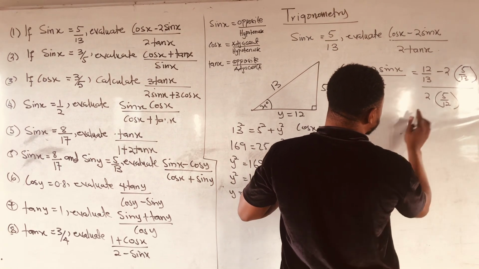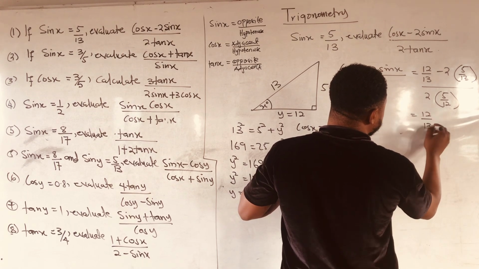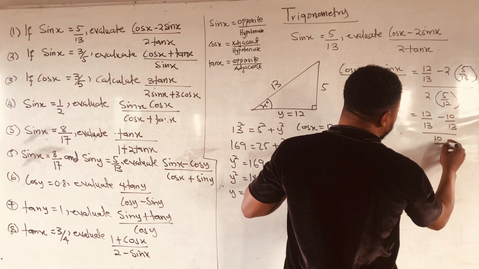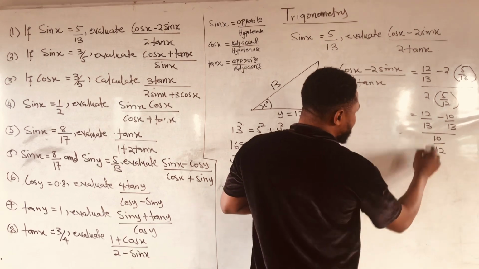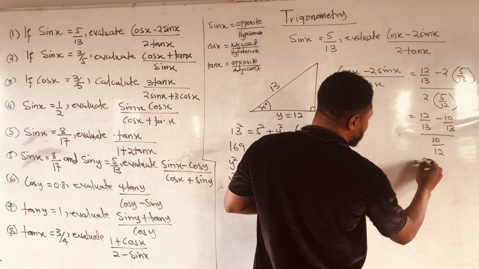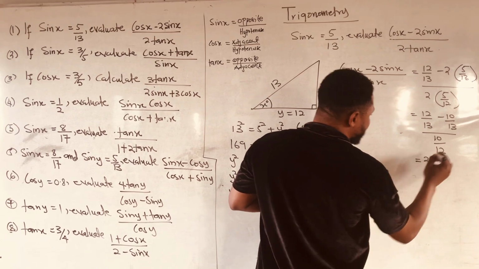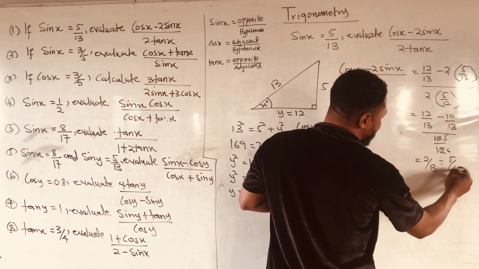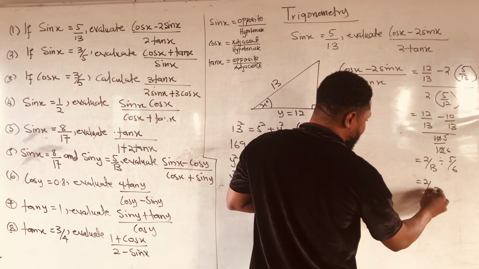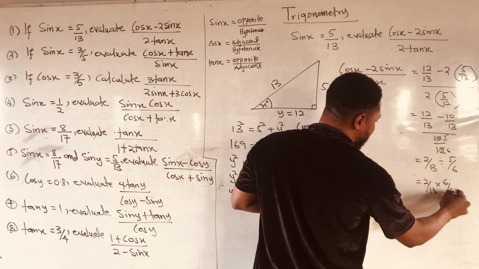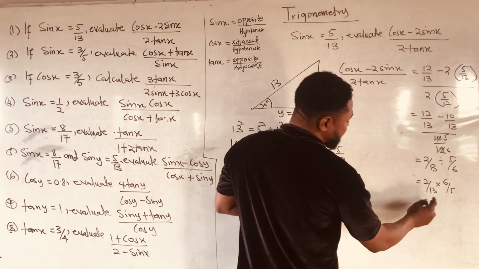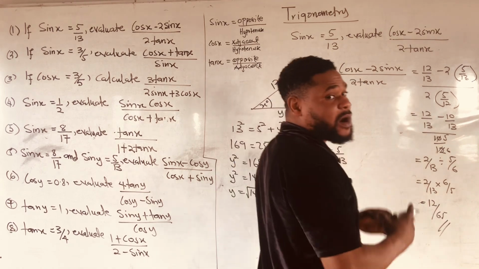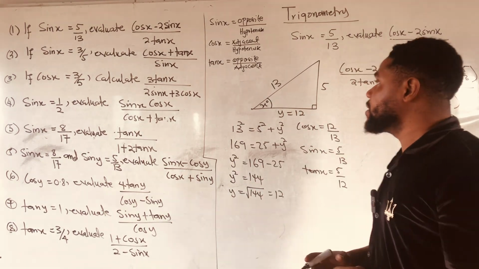So we break this down. 12 over 13 minus 10 over 13, all over 10 over 12. Now when we subtract, we'll get 2 over 13, divided by this, which we can break down to give us 5 over 6. So we have 2 over 13 times 6 over 5. When we multiply this, we are going to get 12 over 65. So this is how we can simplify this question on the board.